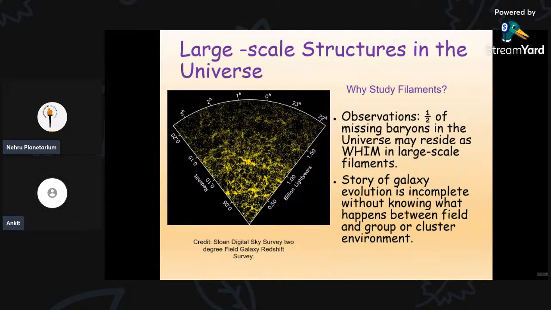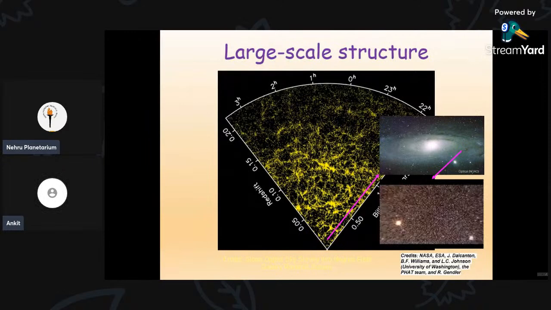Now we have what we call filament as an environment. So you see here, there are regions of this universe which are very featureless. Each dot is a galaxy, and there are regions where there are no yellow dots. There are regions with filamentary structure, very filamentary structure, and then you have points where there are clumps, which are called clusters or superclusters. Now, what we do in this study is we study the filament environment.